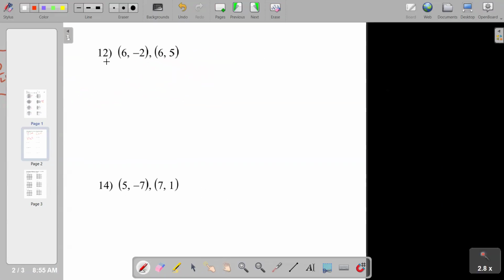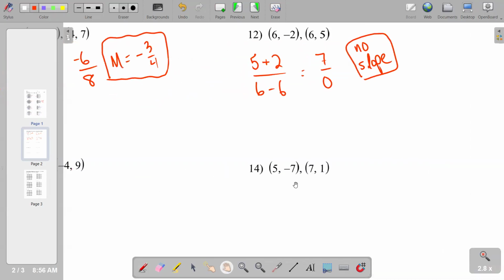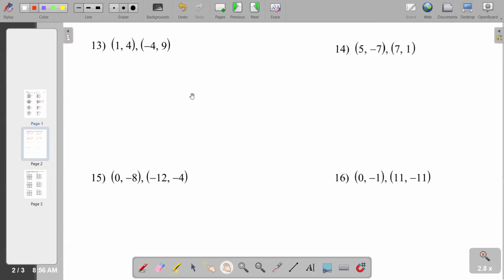For number 12, on the top, I'm going to do 5 minus negative 2. And on the bottom, I'm going to do 6 minus 6. The top is 7. The bottom is 0. What is the slope when the bottom is 0? It is undefined. So you can write undefined, or you can write that there is no slope.